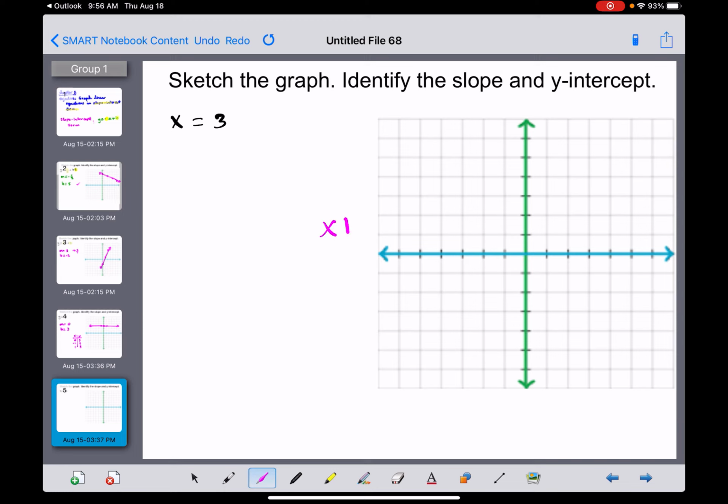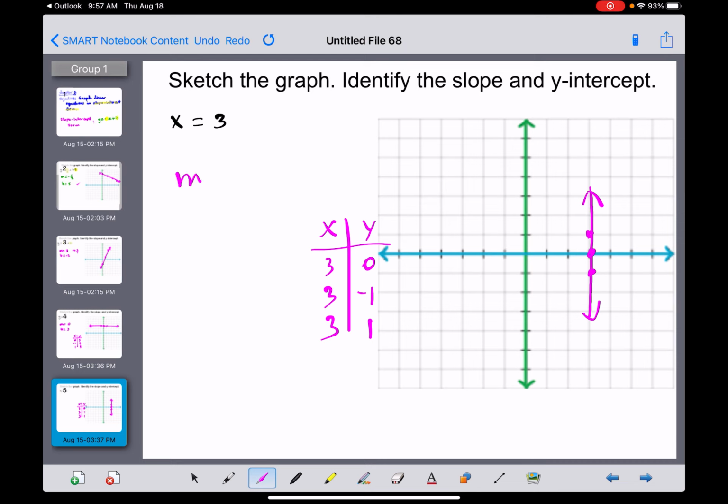Now let's look at this, x equals 3. Whatever we plug in is always 3, right? And y could be anything you want. And if you plot these points, (3, 0), (3, negative 1), (3, 1), notice it's giving you a vertical line. So when x equals a number, it's always a vertical line, okay?